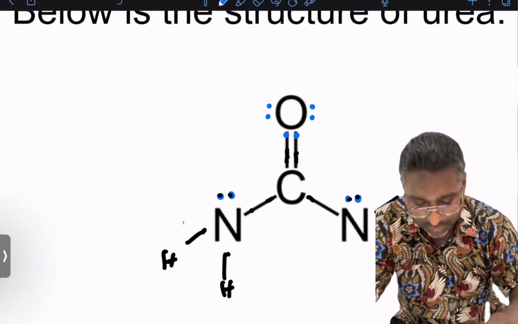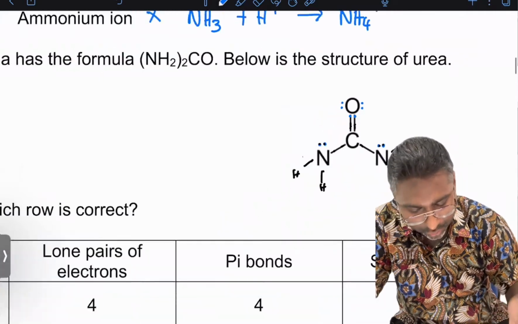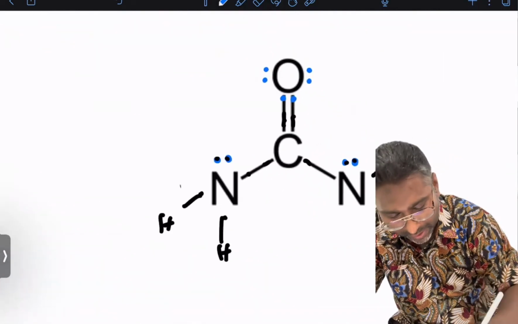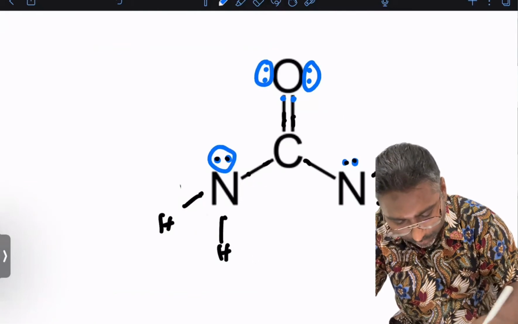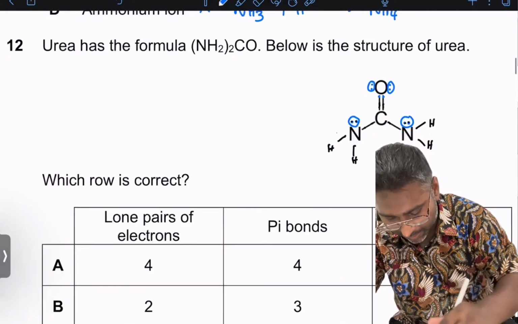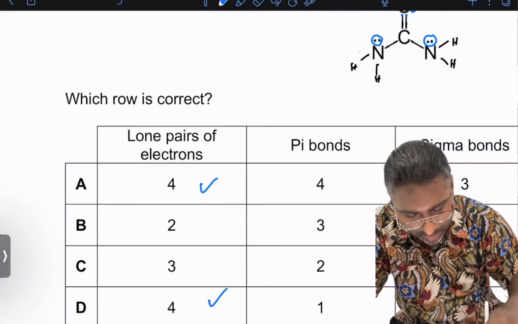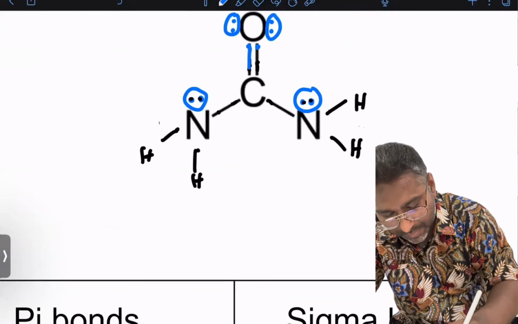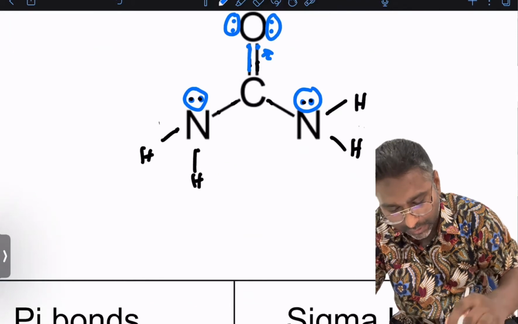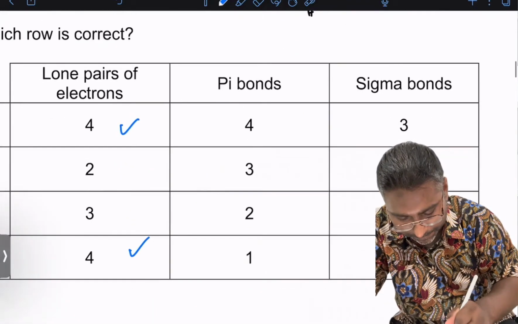So you will have group 16. Now let's actually see how many lone pairs. 1, 2, 3, 4. There are 4 lone pairs. How many pi bonds? One of it will be sigma, another one will be pi. So 1 pi bond.